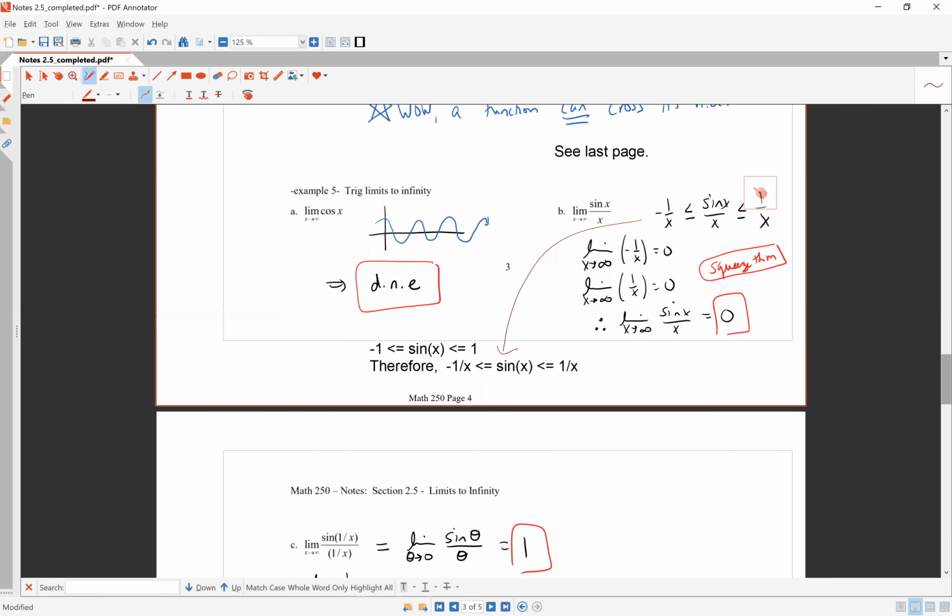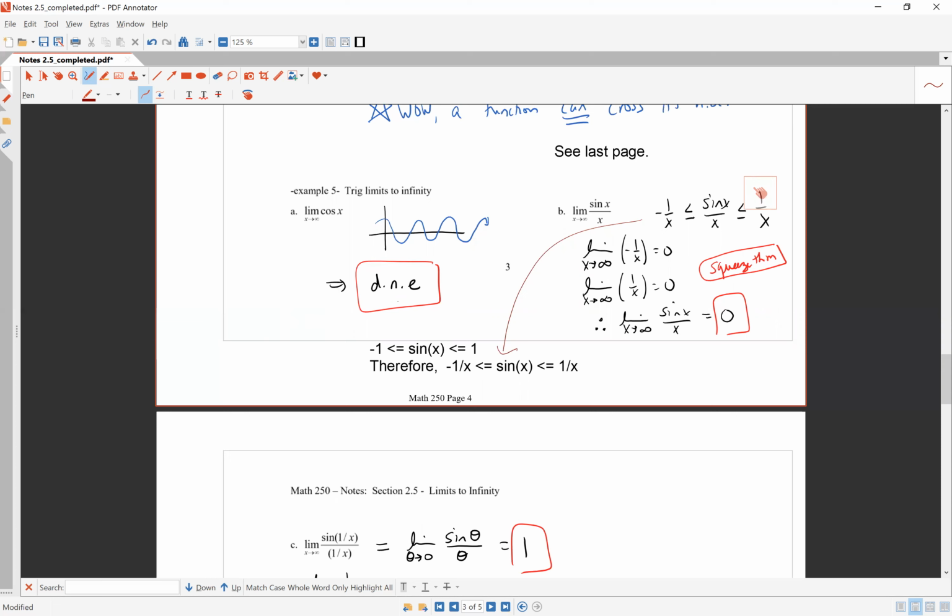Sometimes you're going to have a lot of problems throughout Calc 1 and 2 with trig. We definitely need to know our trig, or at least know what the graphs of the functions look like. So what about the limit of cosine of x as x goes to infinity? Well, it does not exist because it goes up and down. It doesn't approach a horizontal asymptote. We know that you just get these cosine waves.